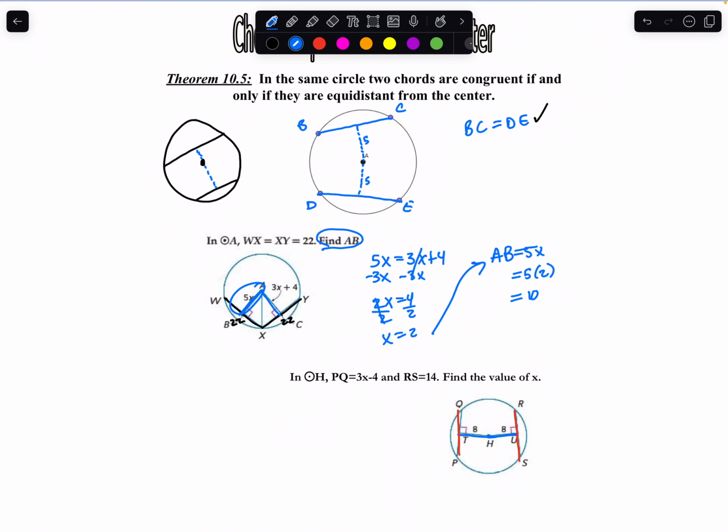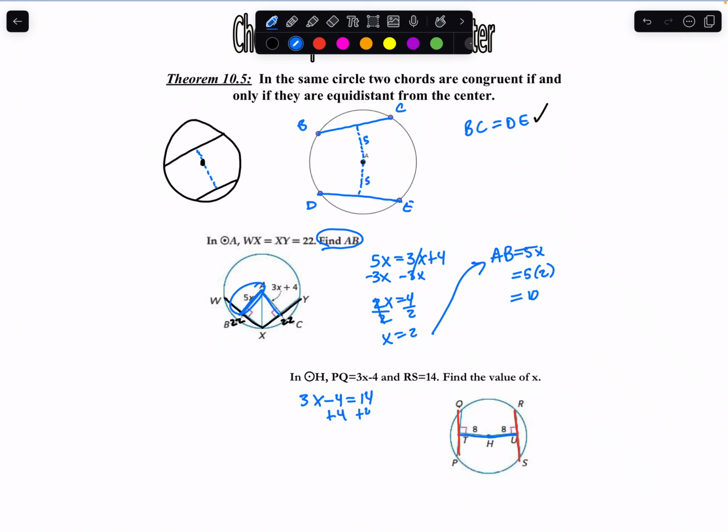Notice how PQ is equal to 3x minus 4 and RS equals 14. Since they're equal to each other, we set up an equation by saying 3x minus 4 is equal to 14. The two lengths of the chords are congruent. And then we just solve for x.